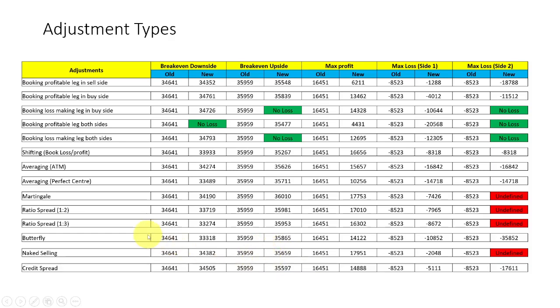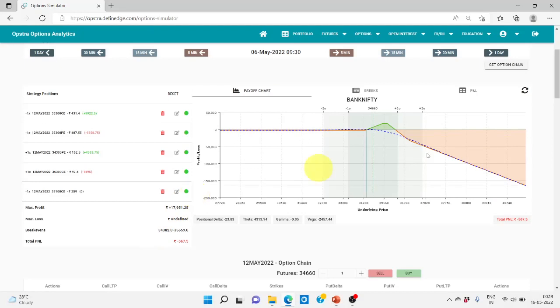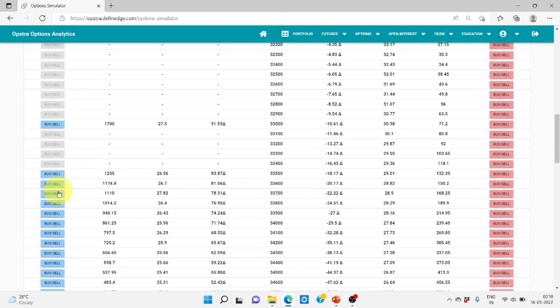Next is credit spread. So credit spread is like, as I said in the case of butterfly, when the ratio was having unlimited risk, we buy 2 legs OTM to make it risk defined. Similarly, we have sold a naked call, and to make it risk defined, again we are going to buy a call 500 points further. So 35,600 call, let's buy.